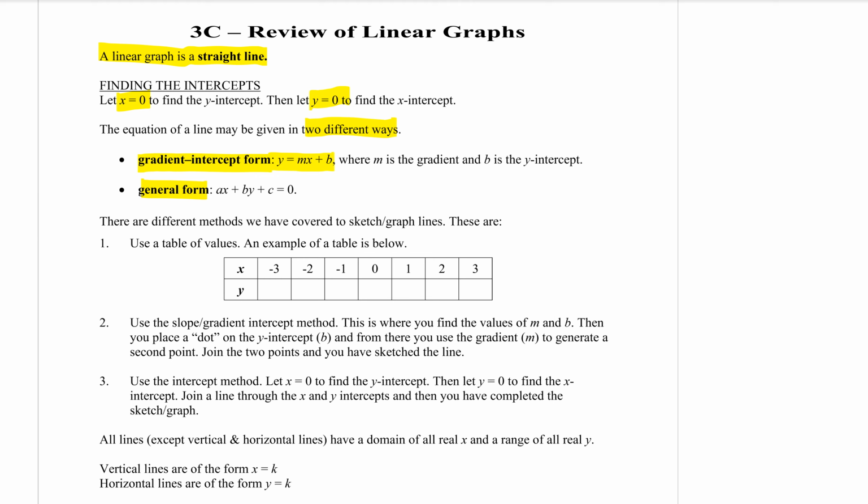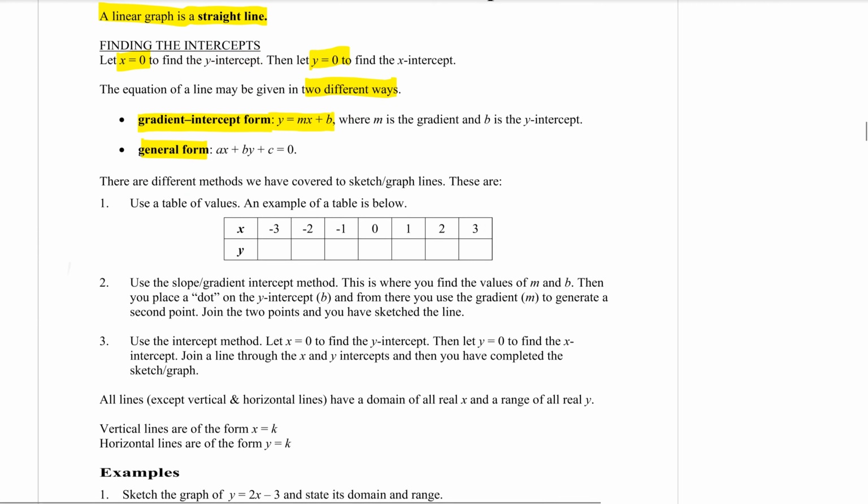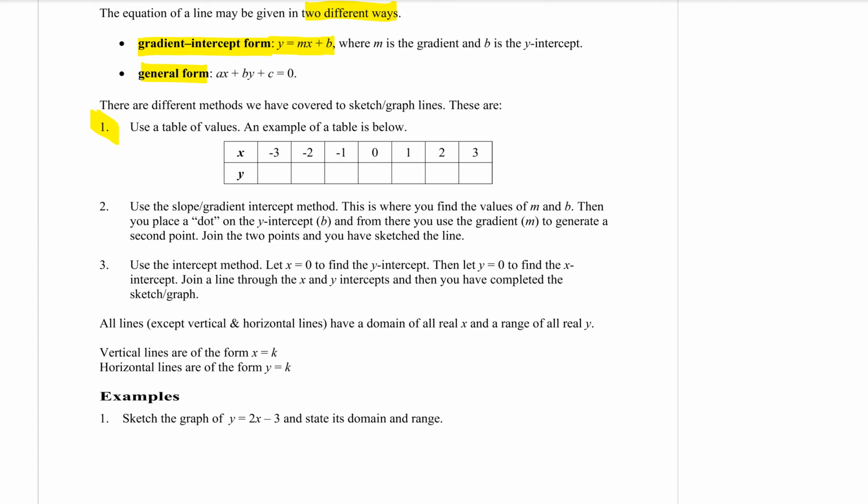Then the next thing on there is the different methods that we have for sketching straight lines. First of all, the first time you ever sketch straight lines, you use a table of values. So there is always that option. There's an example, there's a table. You sub in the x values, you get the y values, and you can plot all the points. Okay? Hopefully we won't be needing to use that one too much anymore, because the second and the third method will hopefully be much faster.